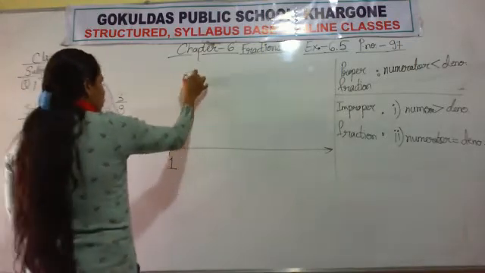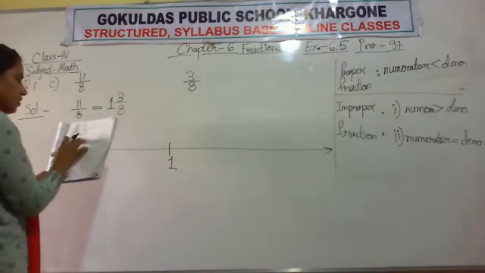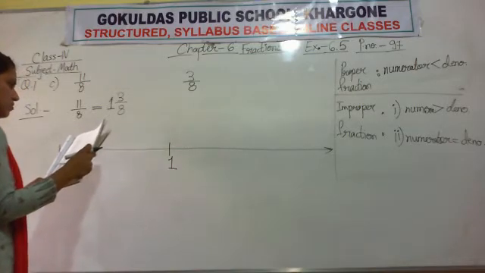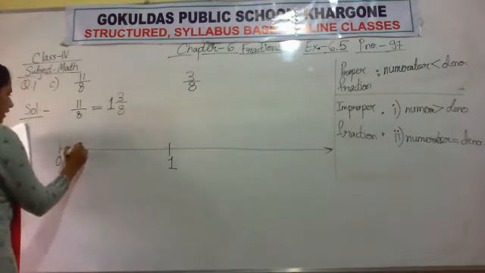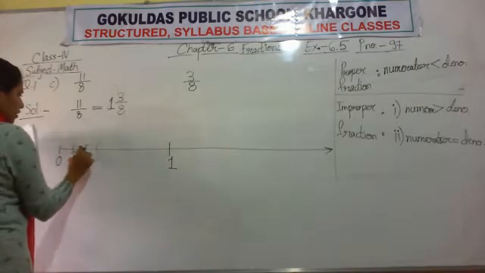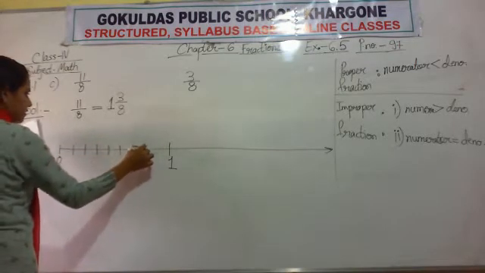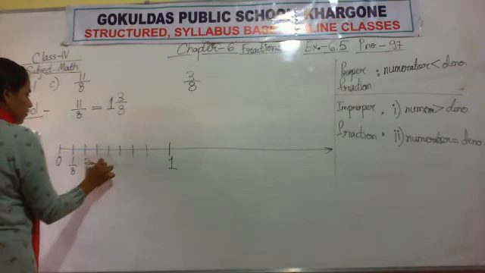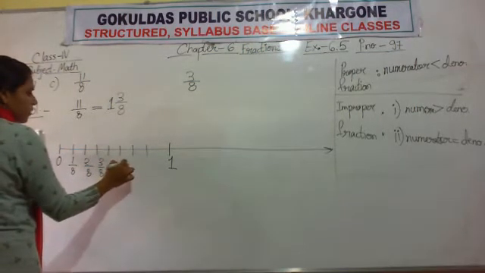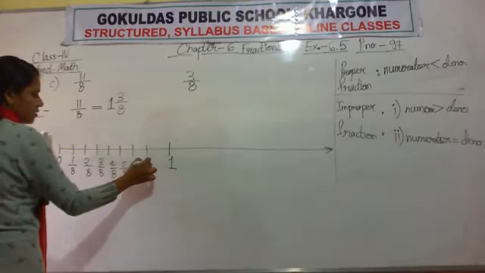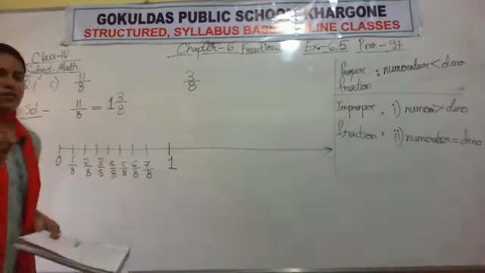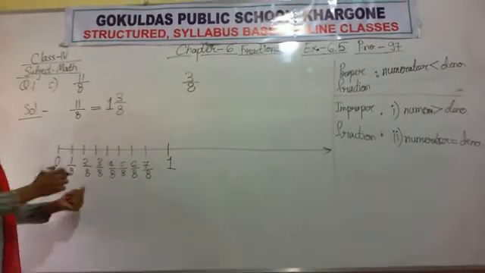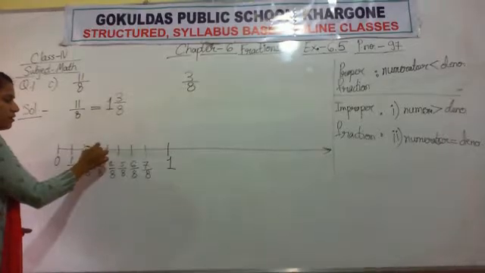Represented the whole part. Now we want to represent this 3 upon 8, which is a proper fraction. 4 upon 8, 5 upon 8, 6 upon 8, 7 upon 8. Now which point is representing 3 upon 8? Tell me. This point is representing 3 upon 8.